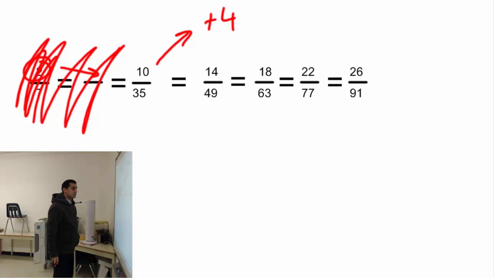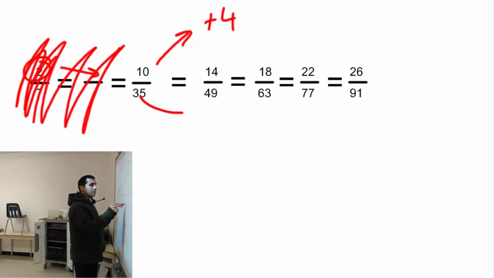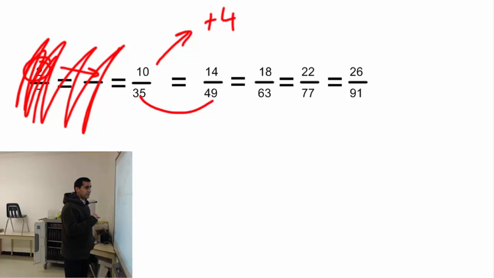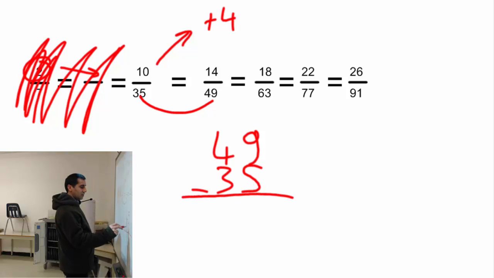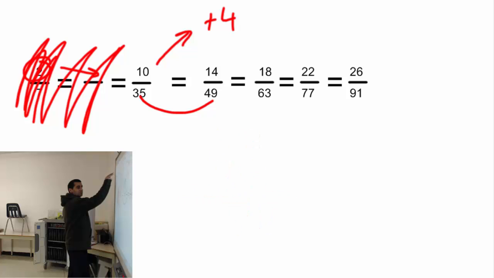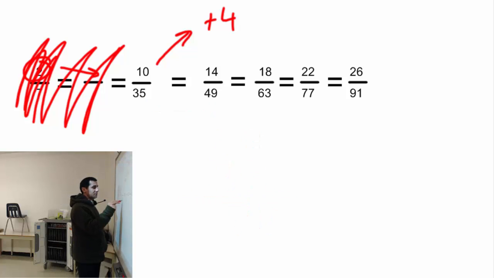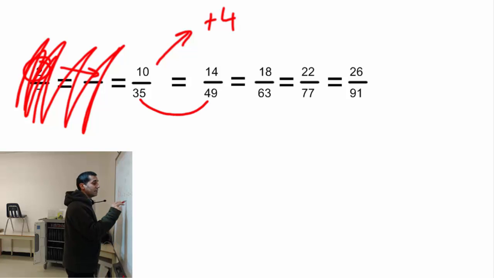How about the bottom numbers? 35. What's the difference between 35 and 49? I don't know. Let's just calculate. 49 minus 35, subtraction. 9 minus 5 is 4. 4 minus 3 is 1. 14. Is that the pattern? 35 plus 14 is 49. That's right. 49 plus 14 is 63.